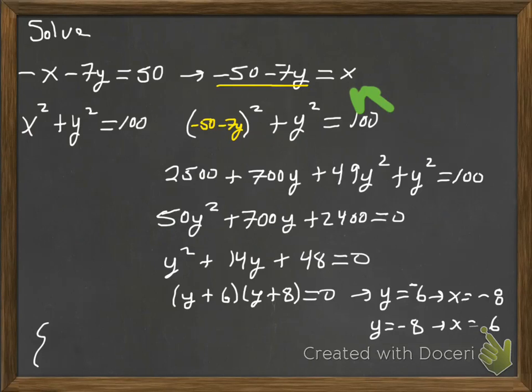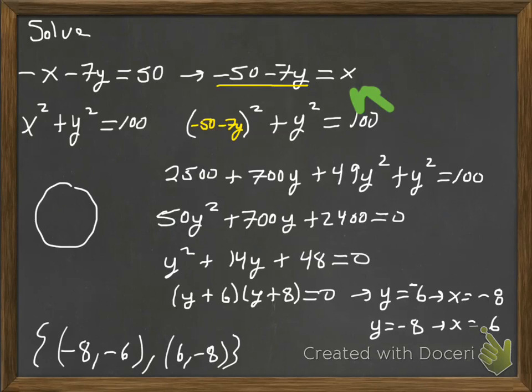All right, so our solution is negative 8, negative 6, and 6 comma negative 8. And I'm just going to draw a real rough sketch. So you've got a circle, and then you've got a line that's crossing it in 2 points there. So that's what we're finding, the intersection points. There's a slightly more accurate picture on your completed notes, if you want a little bit clearer picture, but that's what you're doing there, finding where the circle and the line intersect.